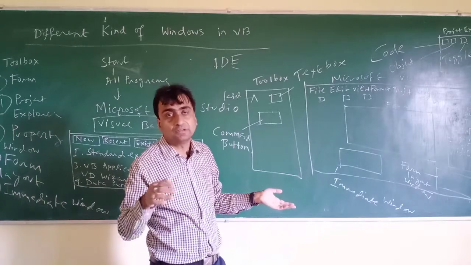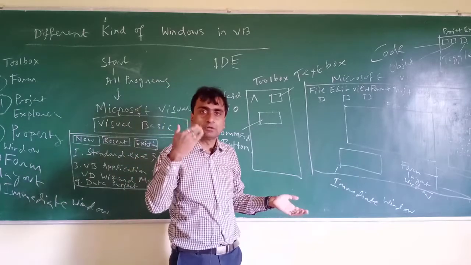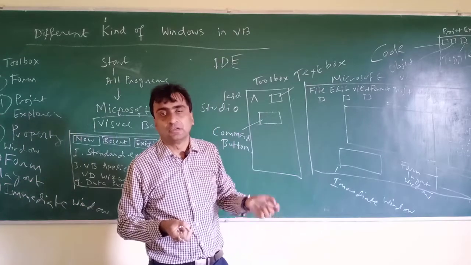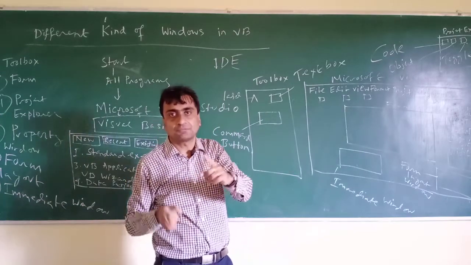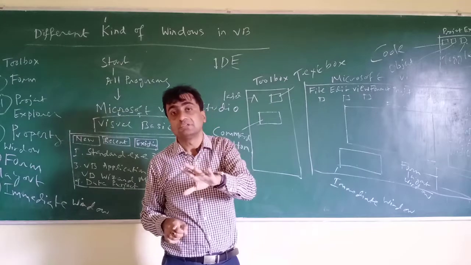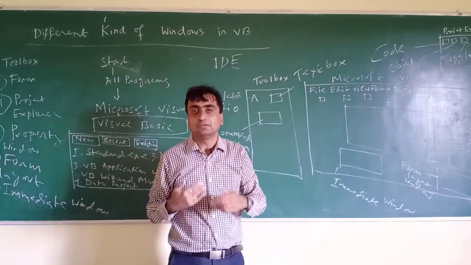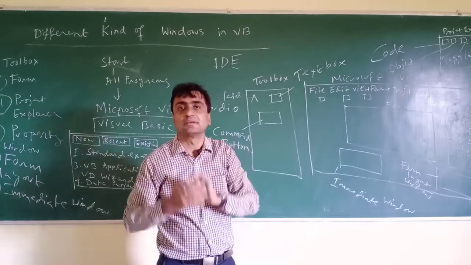Those tools are used for design. Why is design required? For the window. What is that window? Form. What is that form? GUI, graphical user interface. Why that interface? For visibility. Why that visibility and interface? For input and output. Through the interface only, the user interacts with the system.